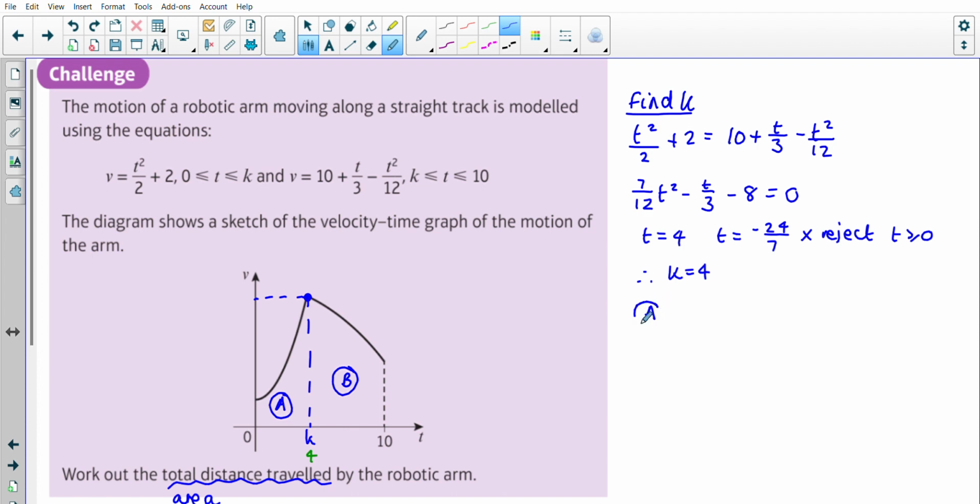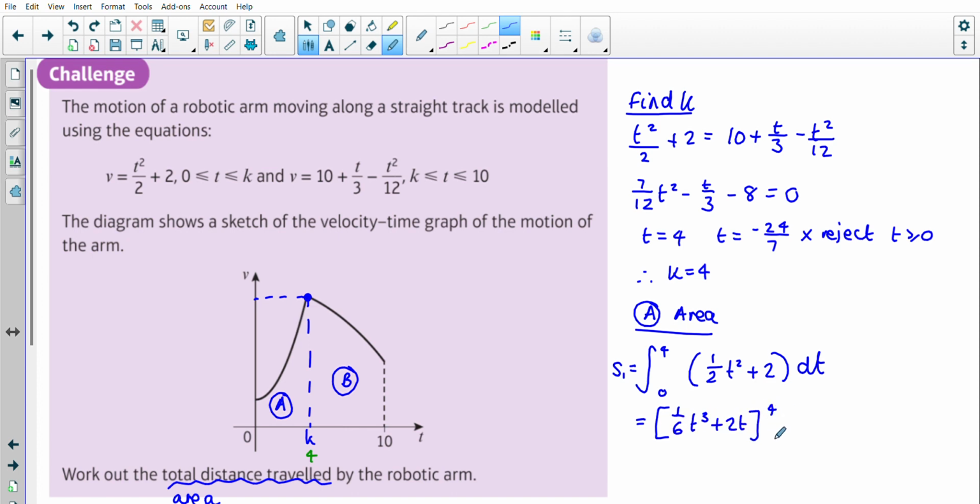So I'm going to look at area A first, and I'm going to do definite integration with the limits 4 and 0, and I could call that S1 if I wanted to, and it's going to be, now I'm writing t squared over 2 as a half t squared, it's just easier to integrate, so I will get this between the limits of 4 and 0.